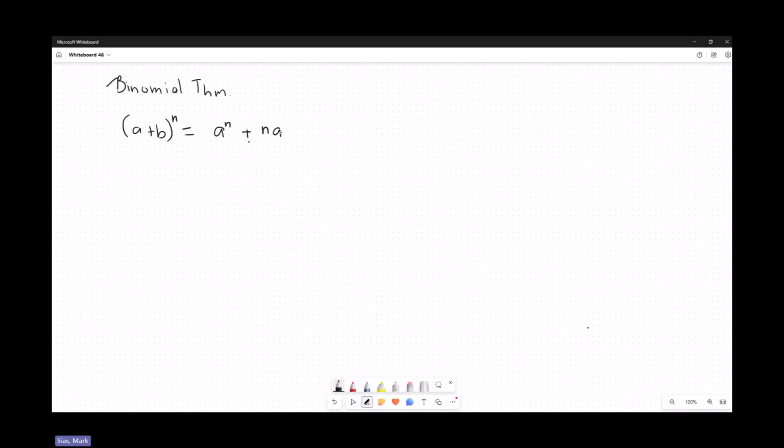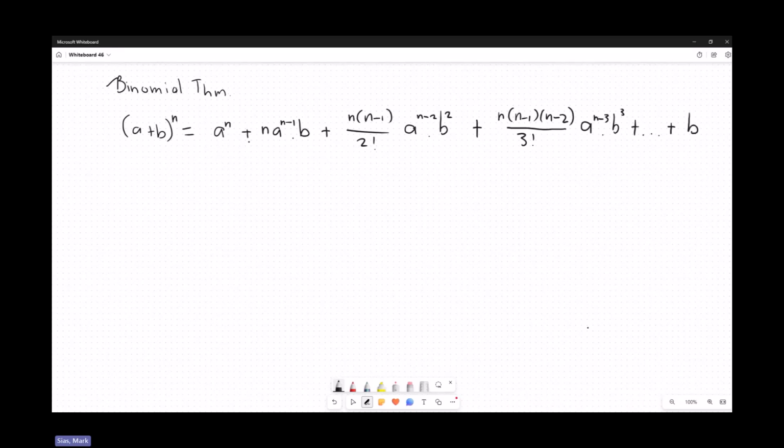n a to the n minus 1 times b, plus n times n minus 1 divided by 2 factorial, a to the n minus 2 b squared, plus, and you can go on in that fashion, n times n minus 1 times n minus 2 divided by 3 factorial, multiplied by a to the n minus 3 times b cubed, plus, and then there are some terms there in the middle, and plus b to the n.